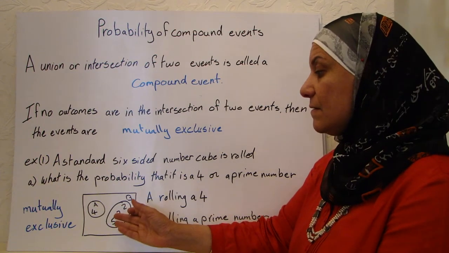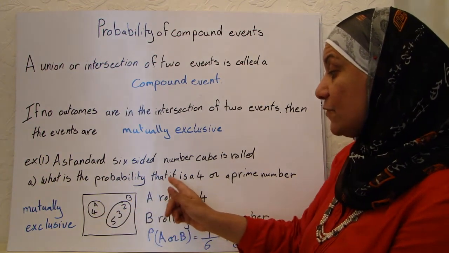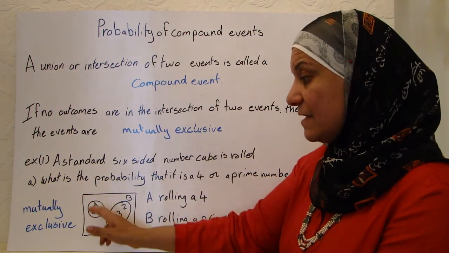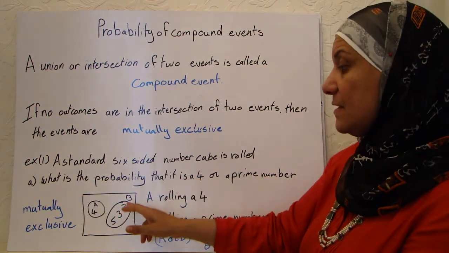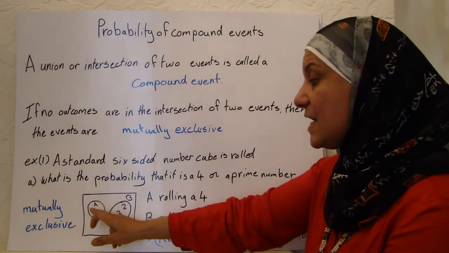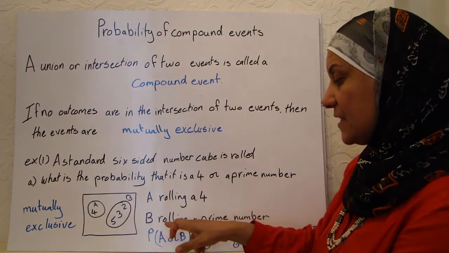Those are the prime numbers I have on my six-sided cube. How many other numbers? 4. He's asking for rolling a 4. So the 4 is another event. So event A is 4 happening. Event B, 2, 3, or 5. What is the probability of having A or B?